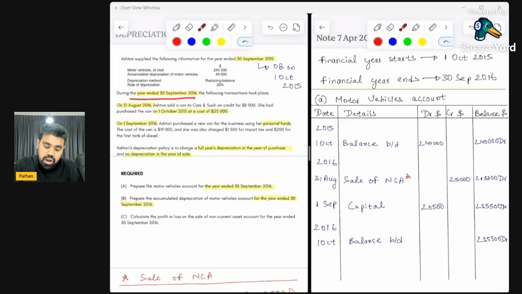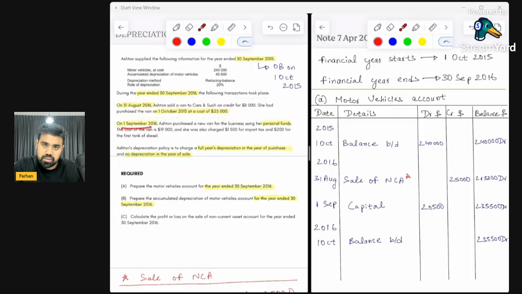During the year ended 30 September 2016, the following transactions took place. On 31 August 2016, Ashton sold a van to Cars and Such on credit for $8,000. She had purchased the van on 1 October 2013 at a cost of $25,000. So we understand that during this financial year, we had some disposal for a non-current asset that happened, which we need to account for in our calculations.